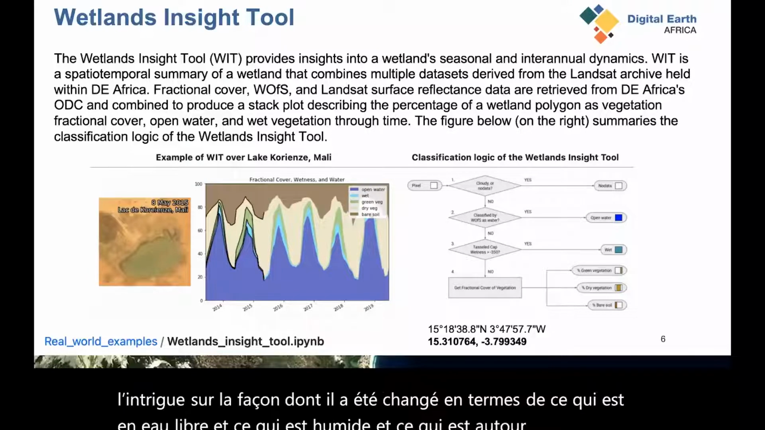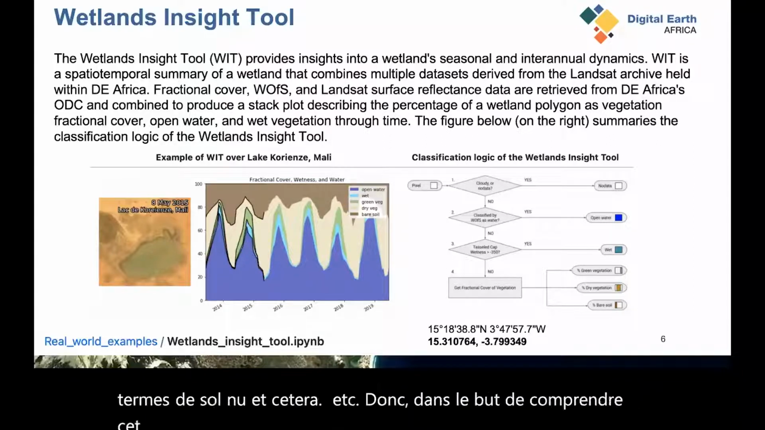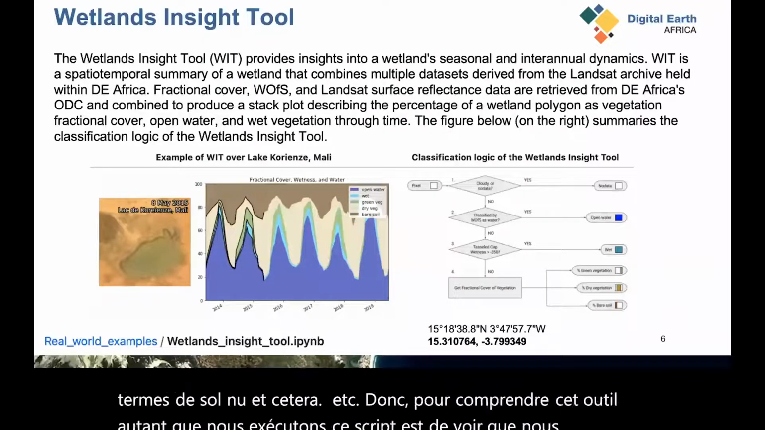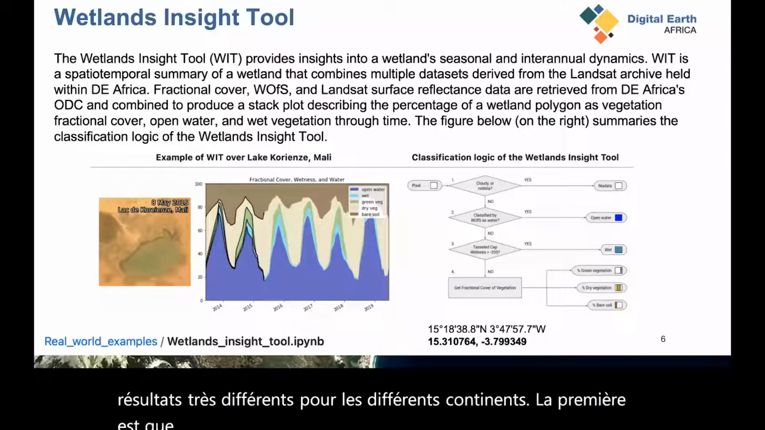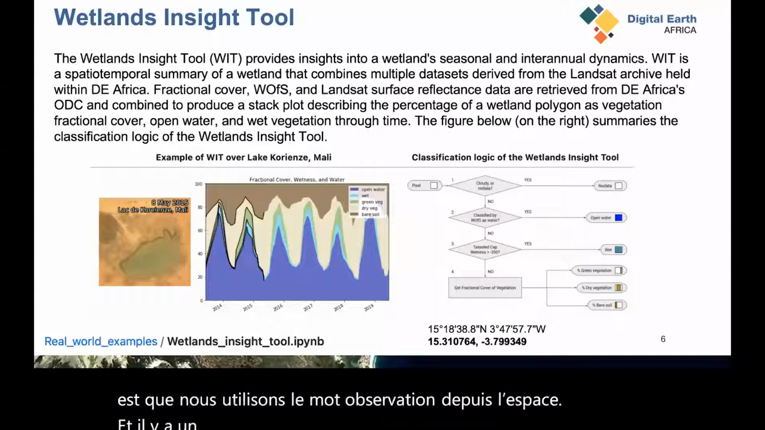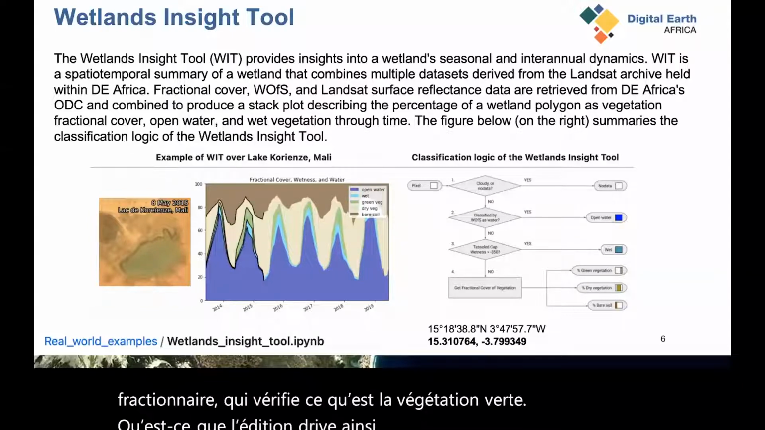So for the purposes of understanding this tool, as much as we run the script, is to see that we have very different results for the different continents. One is that we are using the water observation from space, and there's some algorithm where they also use the fractional cover, which checks for what is green vegetation, what is dry vegetation, as well as what is bare soil.